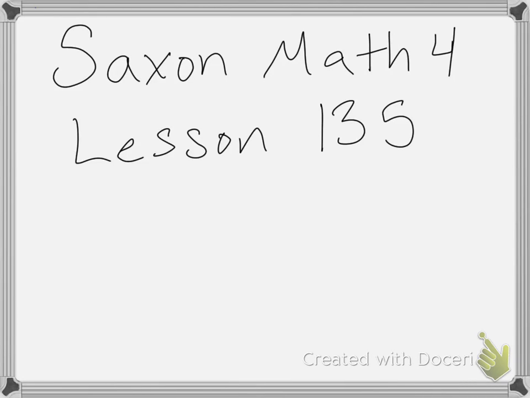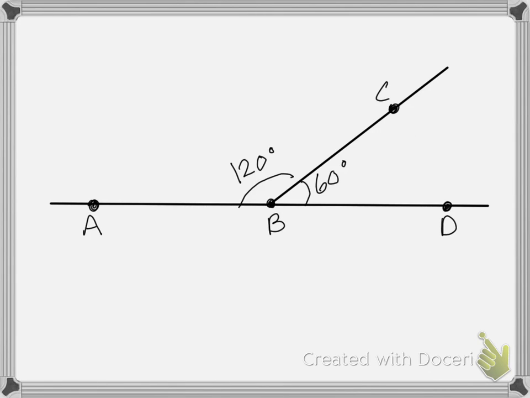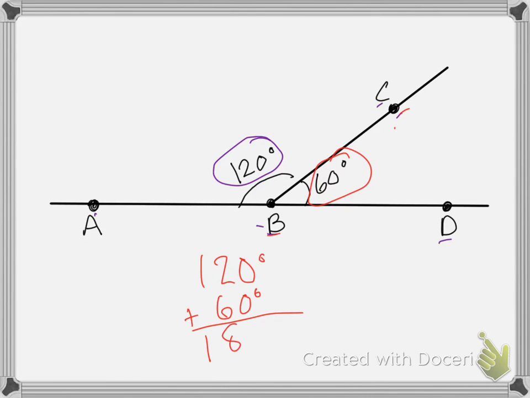Today's lesson is lesson 135, Identifying Supplementary Angles. So here I have two angles: angle ABC and CBD. Angle ABC is 120 degrees and angle CBD is 60 degrees. If I add these two angles together, 120 degrees plus 60 degrees, that equals 180 degrees.